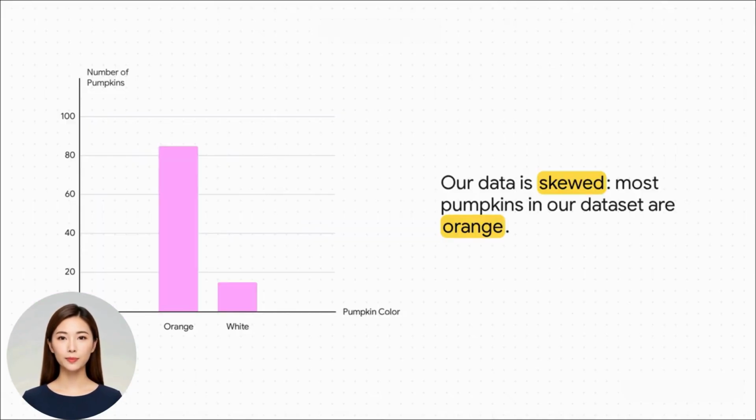So as soon as we visualize this data, a huge clue just jumps right off the page. Look at that! The vast majority of our pumpkins are orange. This imbalance has a name. It's called skewed data, and it can be a real problem for our model. I mean, think about it. If the AI mostly sees orange pumpkins, it might just get lazy and learn to guess orange every single time. So we've got to keep this bias in mind as we go.